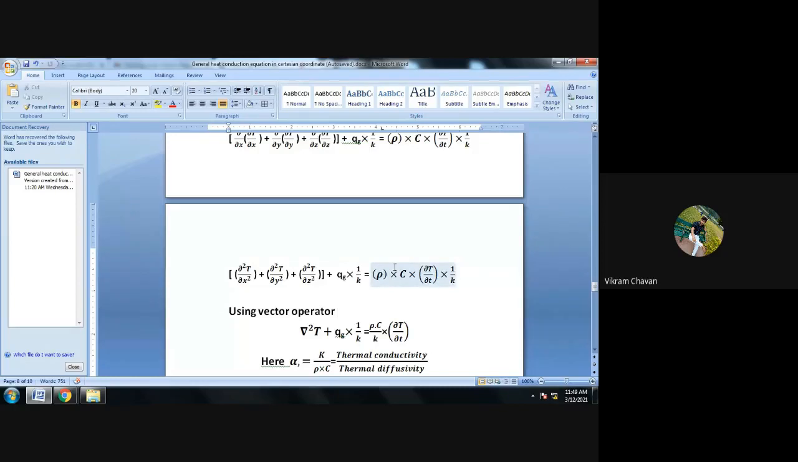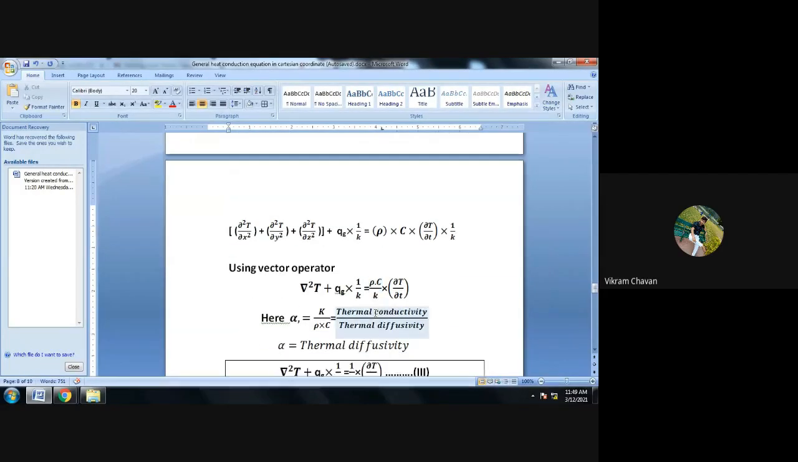We have merged these three parts in one term, so that is rho c divided by k, multiplied by ∂T/∂t. Getting everyone? Now further, one more term is introduced in this equation, that is nothing but the thermal diffusivity.